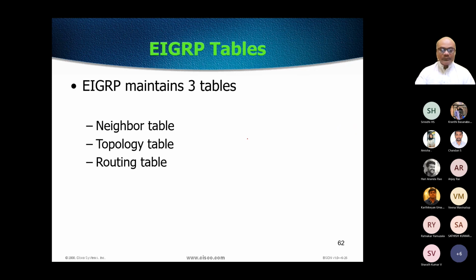It maintains three tables, guys, so we have to remember this. EIGRP maintains three tables: your neighbor table, topology table, and routing table. These are the three tables maintained by your EIGRP.